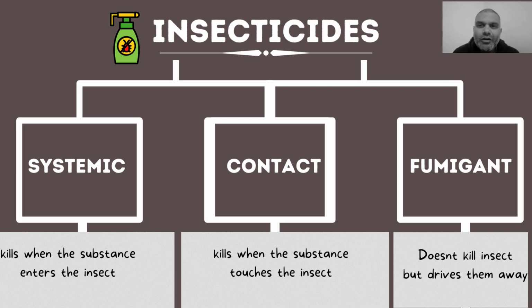Finally, we have fumigants. These are not insecticides because they don't really kill the insect, but what they do is they drive away insects by their very smell. You will have seen people using things like naphthalene balls or even camphor. These are household fumigants. But agriculturally, we have several fumigants which create a smell that drives away insects, and those are called fumigants.